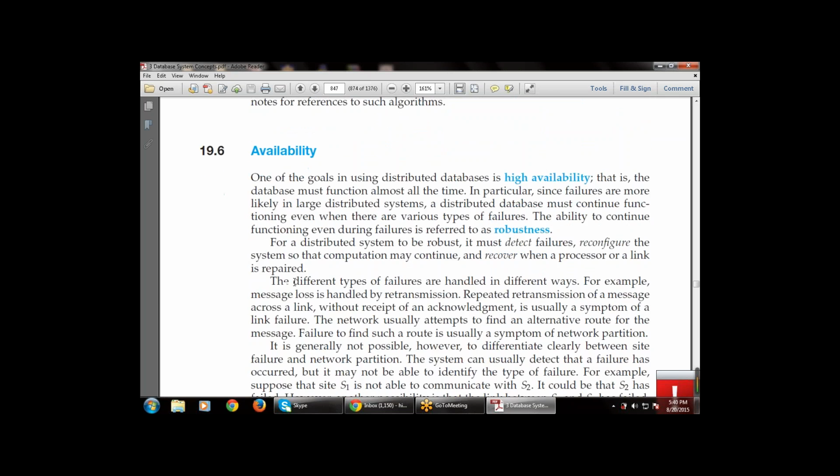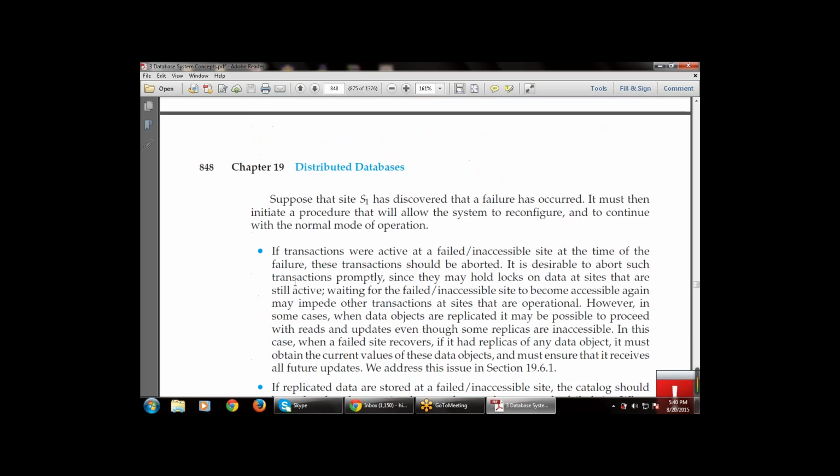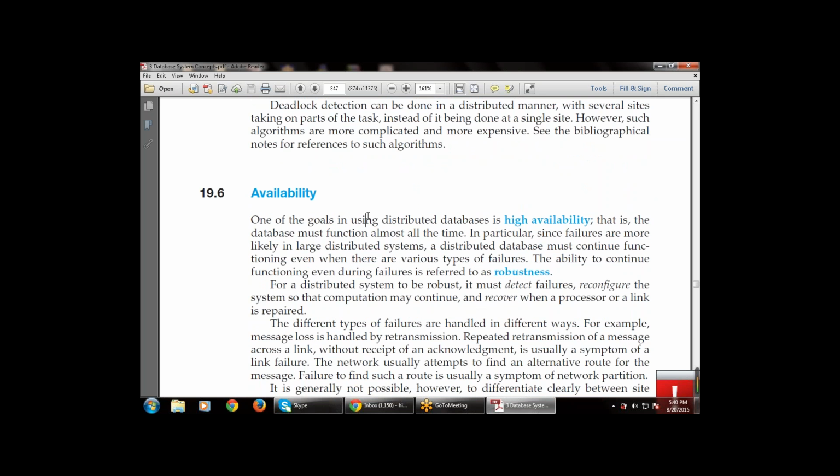Now next is availability, that is, the data is available in the distributed system. What are the various approaches in availability? One of the goals in a distributed system or distributed data is high availability, that the data is available from any site that is used. That is, the database must function almost all the time, and the information is available from the database at all times.